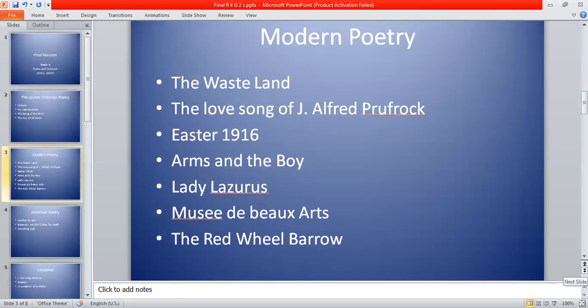Then we studied the modern poetry, or poetry belonging to the 20th century. We have studied T.S. Eliot's The Waste Land and The Love Song of J. Alfred Prufrock. Both are very important poems. We have studied W.B. Yeats' Easter 1916, Wilfred Owen's Arms and the Boy, Sylvia Plath's Lady Lazarus, Musée des Beaux Arts, and The Red Wheelbarrow by William Carlos Williams.